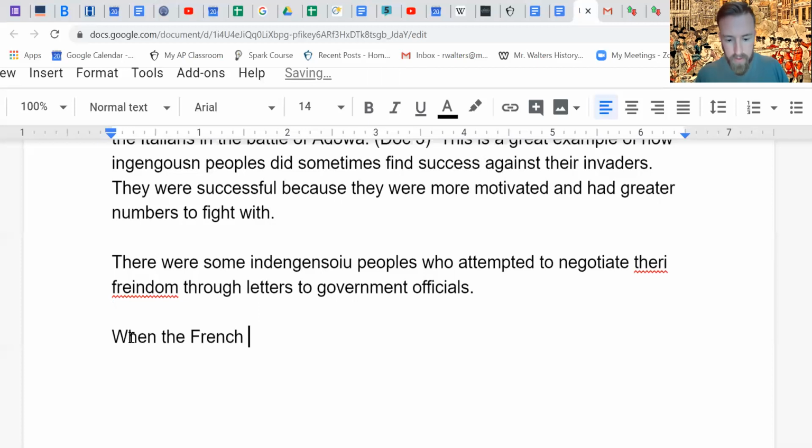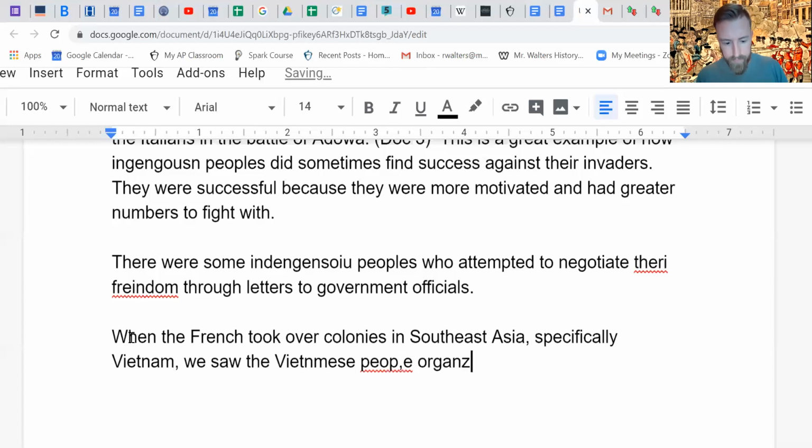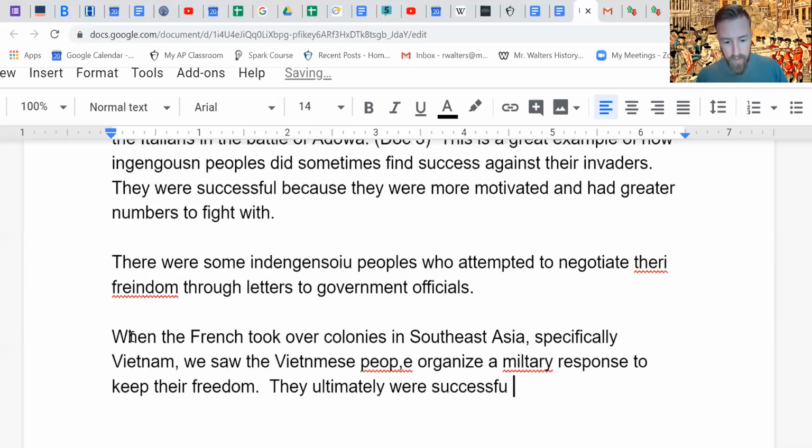When the French took over colonies in Southeast Asia, specifically Vietnam, we saw the Vietnamese people organize a military response to keep their freedom. They ultimately were successful at throwing out the French troops. Okay. So there's one example.